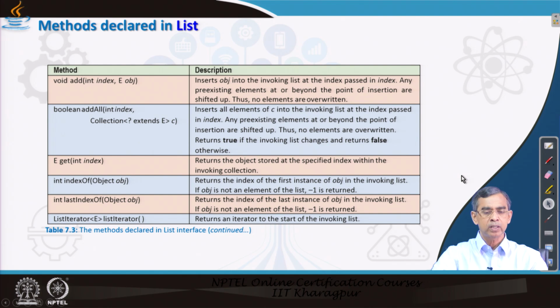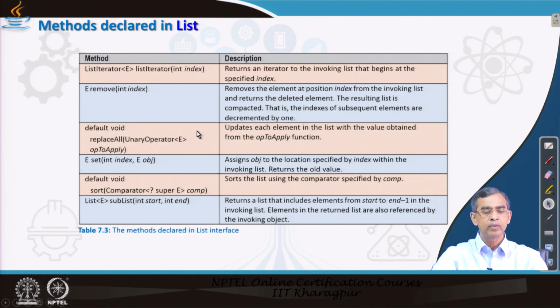So, there are a few more methods in the list which are included here. This method is iterator, that means for traversing. Remove is basically removing an element from a particular location, and it returns the element removed. And replace all indicates that all the elements of the current type will be replaced by a particular element. Set is basically the same as replace, but a particular object will be inserted at a particular location.